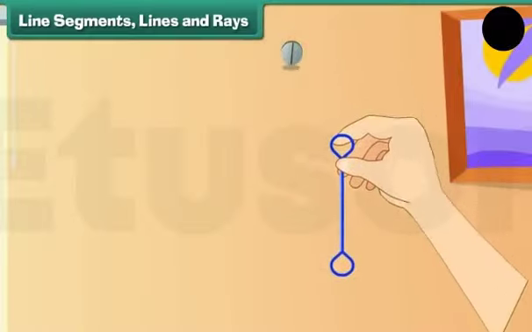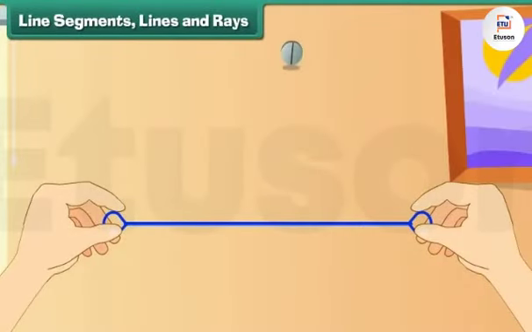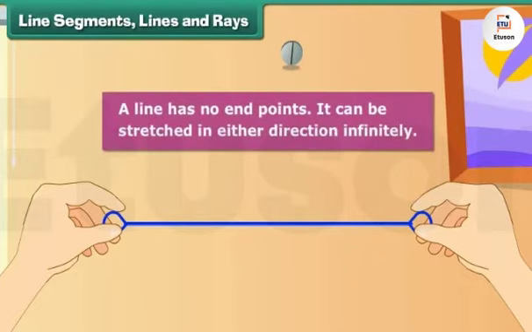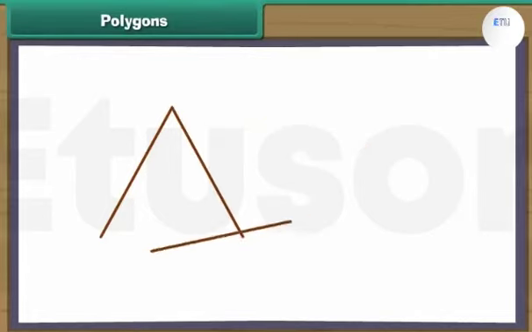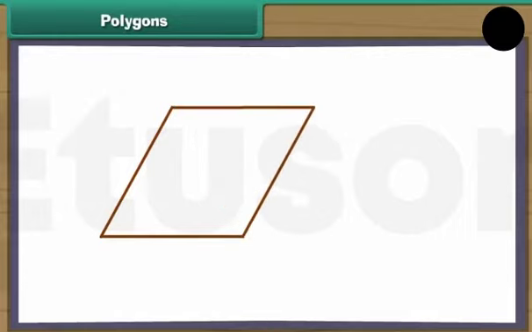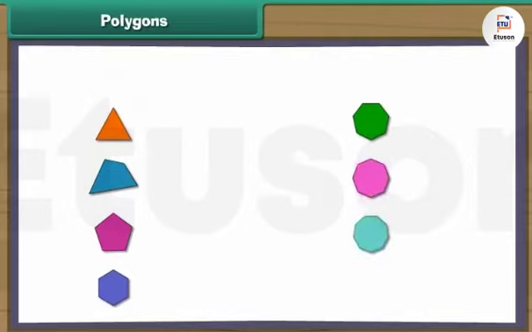Let us now remove the nail and stretch the rubber in the other direction. We now have a line. A line has no end points. It can be stretched in either direction infinitely. Polygons. We can form different shapes by enclosing them with line segments on all sides. Such closed figures are known as polygons.